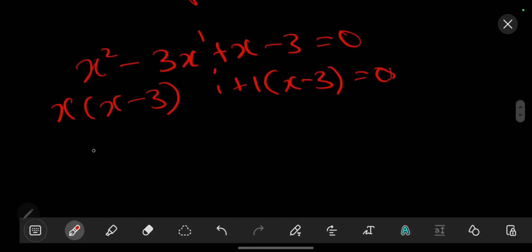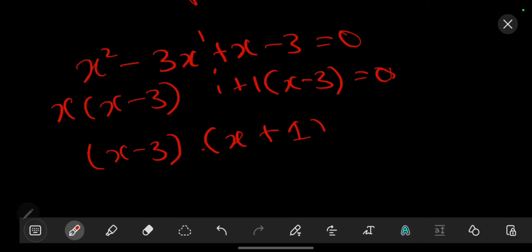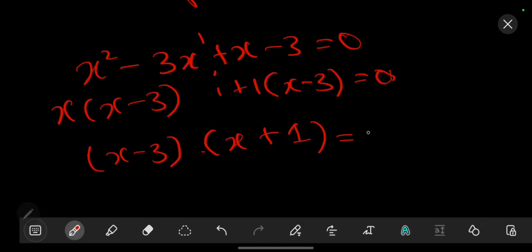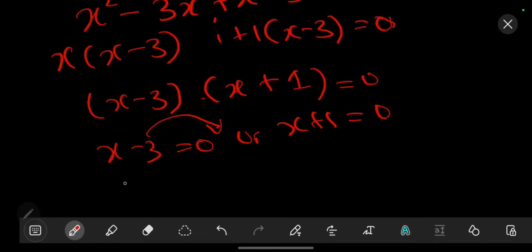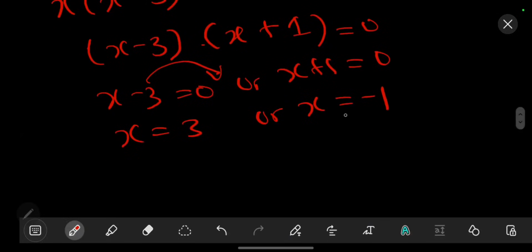So what we are going to end up with is, in one bracket we have x minus 3, in another bracket we have x plus 1. So it should be equal to 0. So either x minus 3 is equal to 0 or x plus 1 is equal to 0. So we take the 3 to this side, it will be x is equal to 3, or x should be equal to -1. So these are our values, which are the roots of the equation.